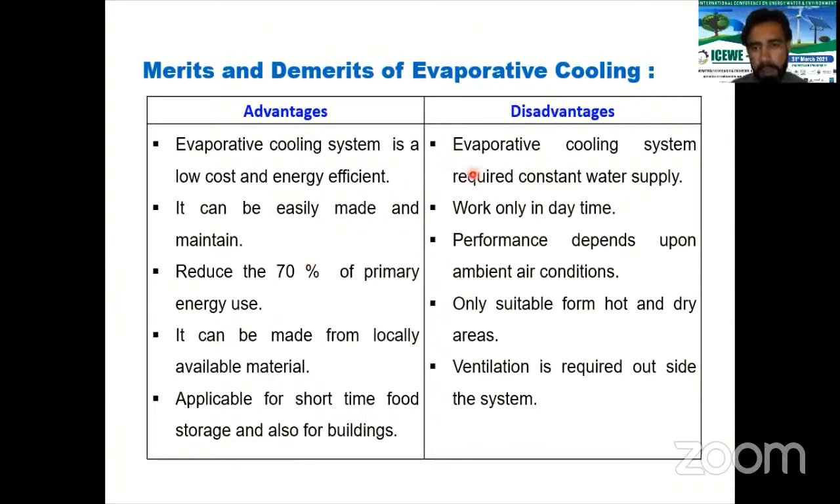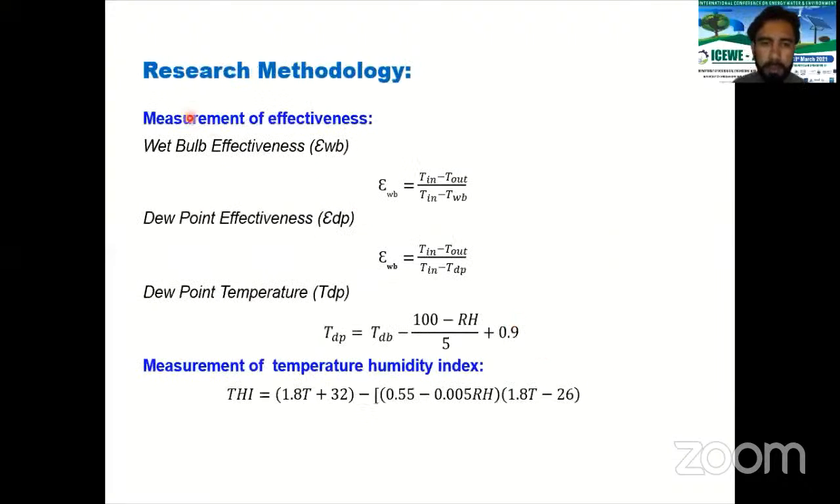The disadvantages of the evaporative cooling system are that it requires a constant supply of water, and this system only works in the daytime. The performance of the direct evaporative cooling system mainly depends on the ambient air conditions, and this system is only suitable for hot and dry areas. And for this system, ventilation is also required from outside of the system.